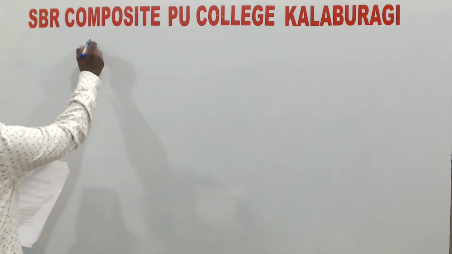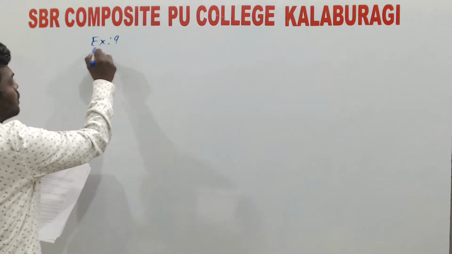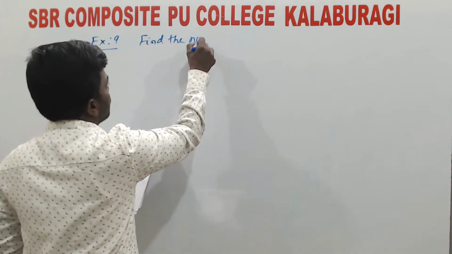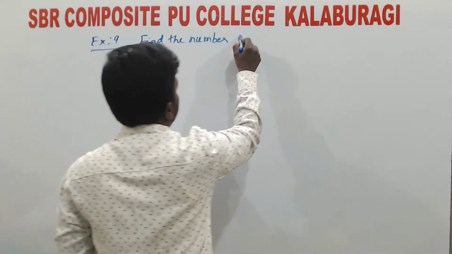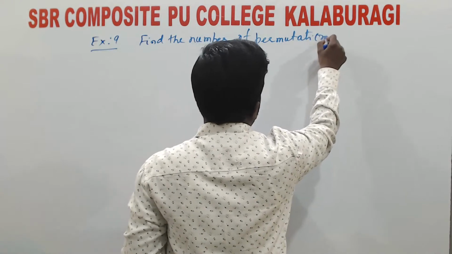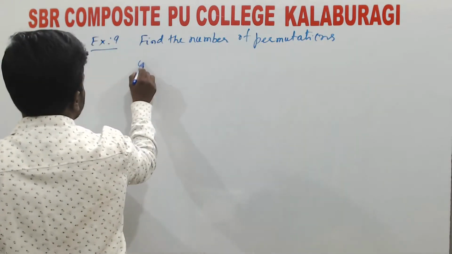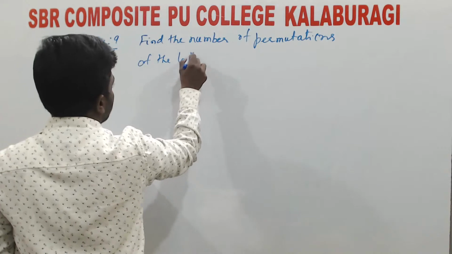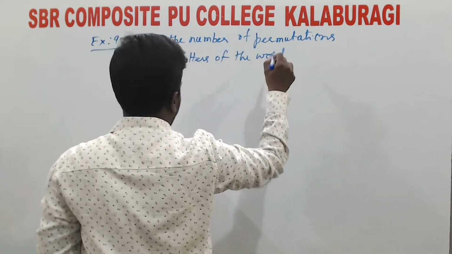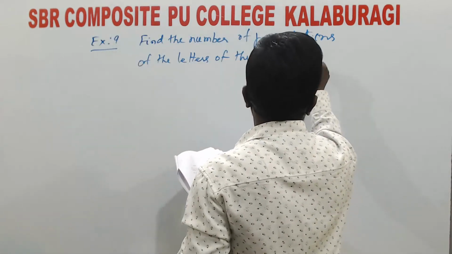Okay. Example 9. Yesterday we have not solved example 9, right? It was because of this only. Okay. So example 9. Find the number of permutations of the letters of the word Allahabad.